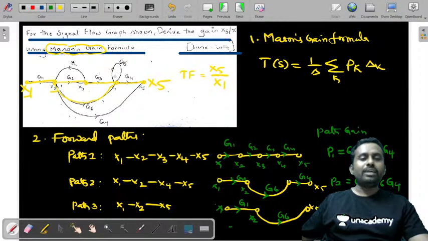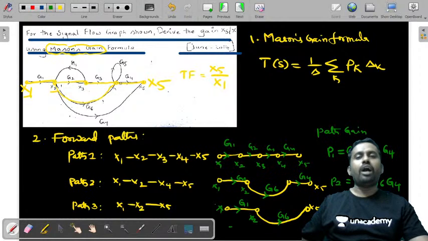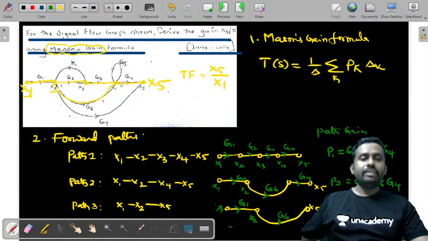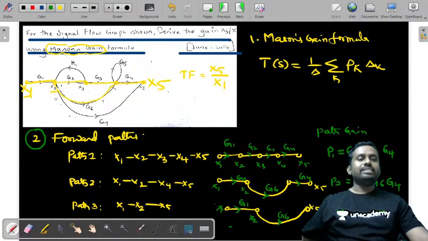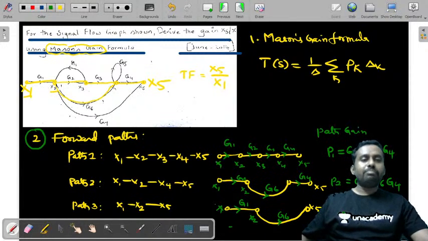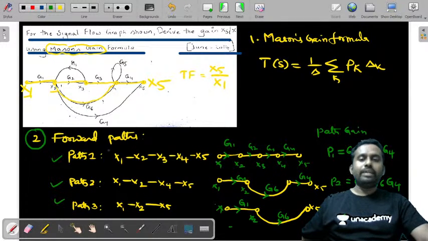This is not a forward path because, as I told you, forward path is traversing from first node, input node, to the output node without traversing any node twice. You should not traverse any node twice. Clear? Now this is the second step. What we have done? Forward path. क्या है forward path? Starting at x1 and ending at x5, we are traveling in a path. So there are 3 forward paths: path 1, path 2 and path 3.